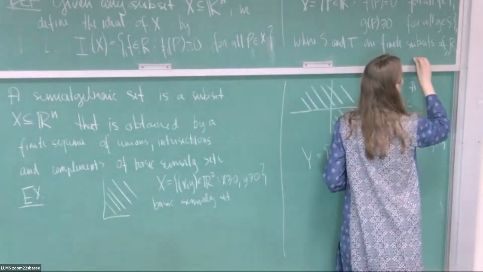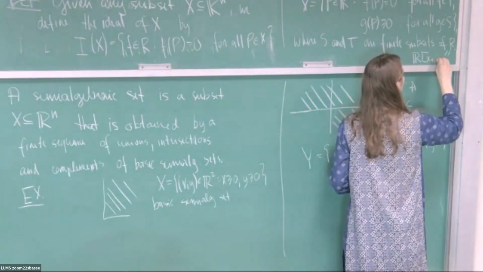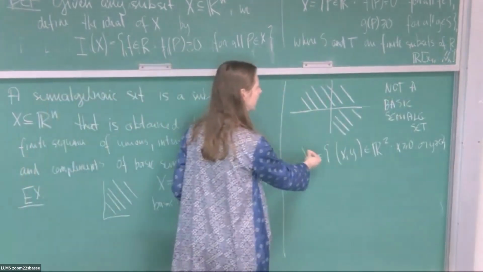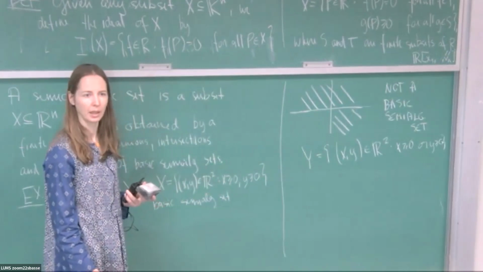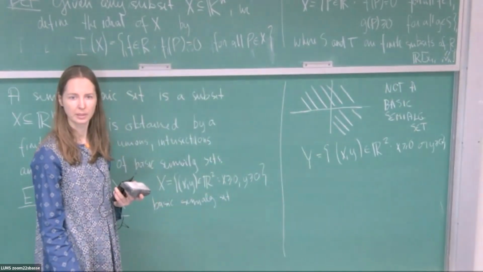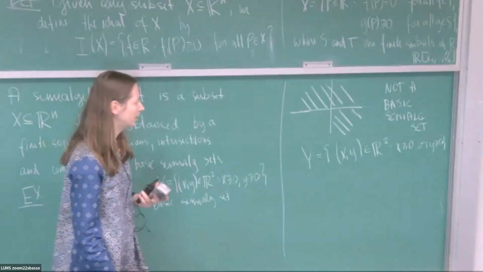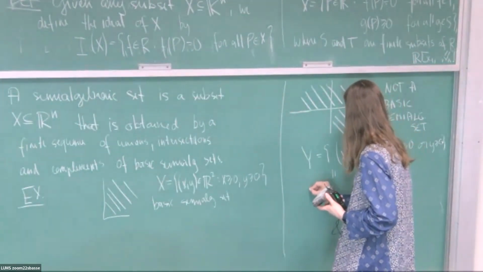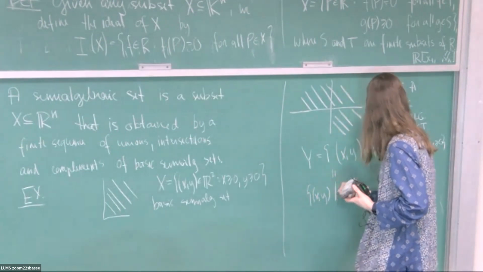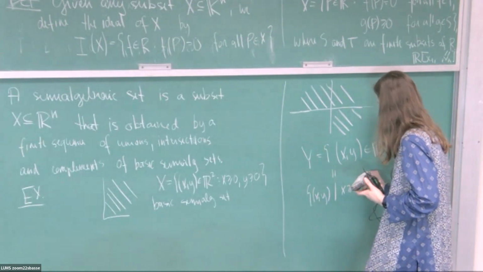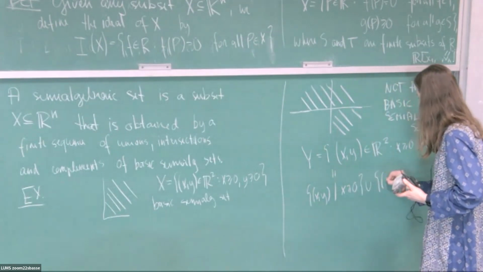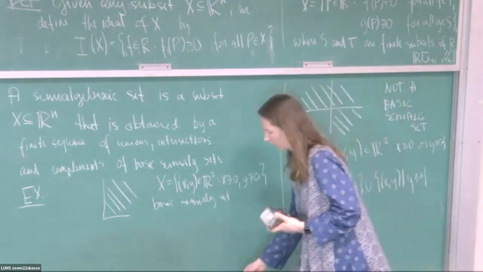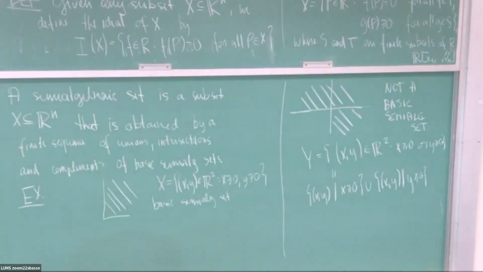And in this case, is it clear how to write it, let's say, in terms of the basic semi-algebraic sets? Right? It's the union. So the union of the points (x, y) such that x is equal to 0 and the points (x, y) such that y is greater or equal than 0. So OR corresponds to union.